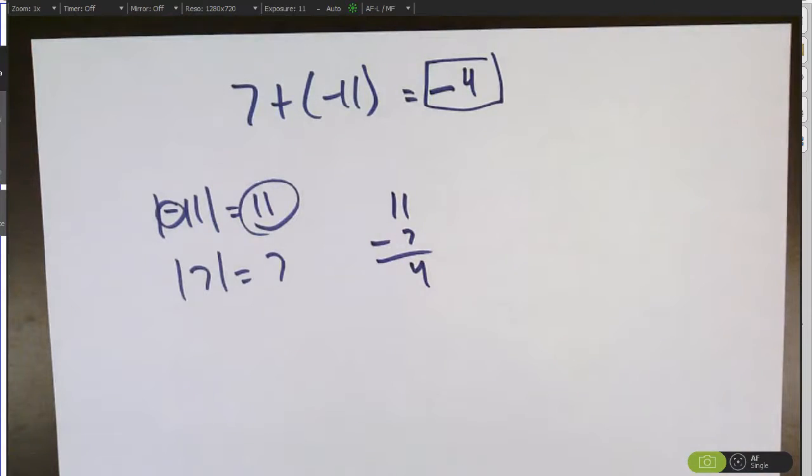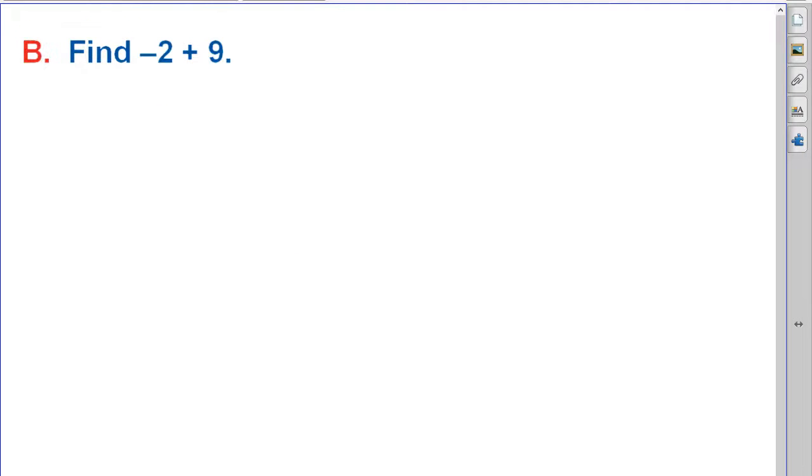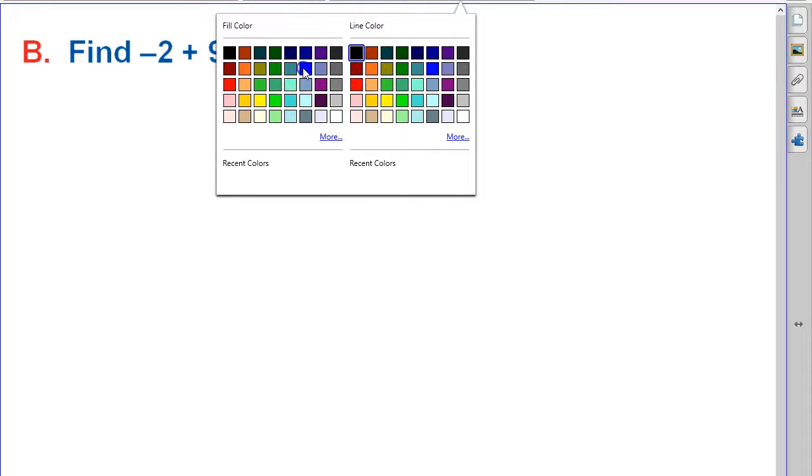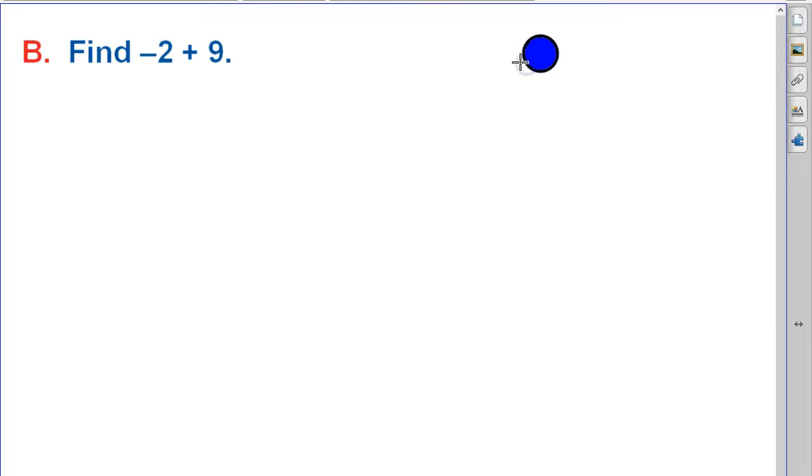So now, in the video, here's another sum to try, negative 2 plus 9. You'll go through and solve this one yourself, write out your answer on the paper, and then tell me what you got.